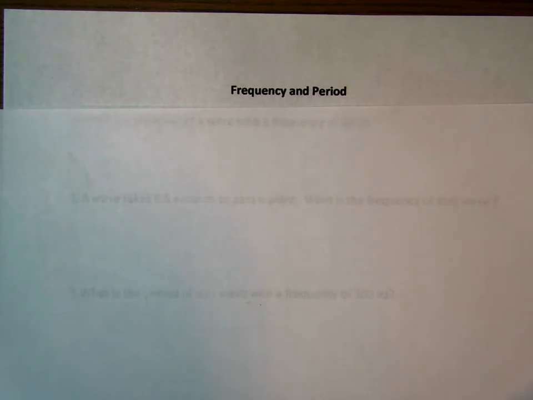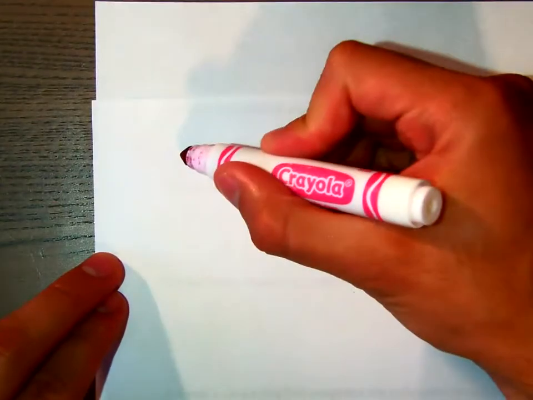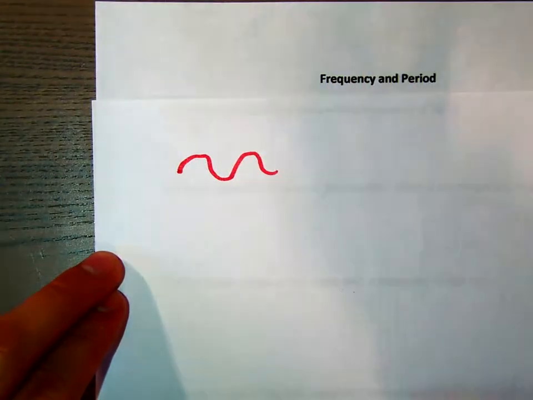Okay, we're going to go over the relationship between frequency and period. Before we do that, I do want to go over a couple of review things. Okay, so if we have a periodic wave, it looks like this.